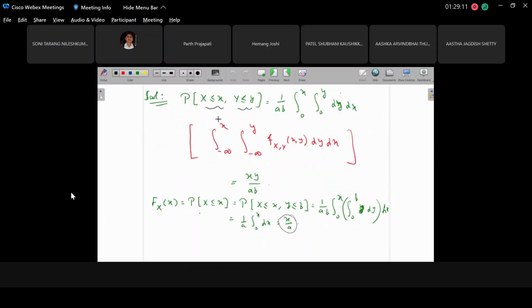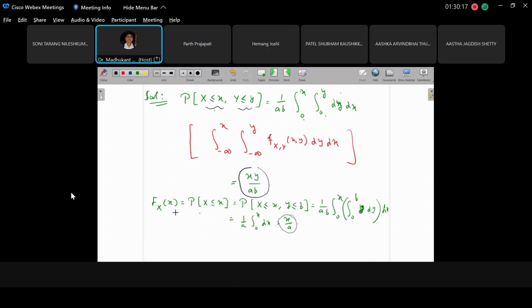So here, you can try this exercise out. The probability that x less than or equal to x, y less than or equal to y, where the density is 1 upon ab, and you have the integration from 0 to x and 0 to y, dy dx, and if you integrate this, it is going to be x times y by ab. Can you work this out? If you have any doubt in reaching this x times y by ab, please raise your hand and tell me. Yeah, it's very very straightforward, right?